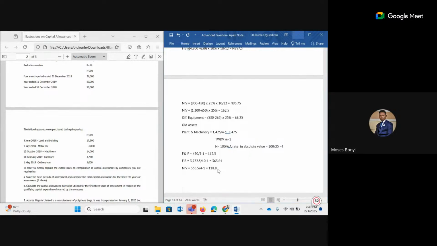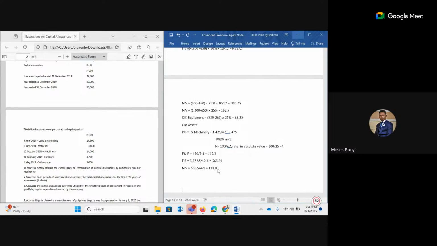Year ended 31 December, don't bother about that. Just go to the following assets, where the figures are assumed correct. The following assets were purchased during the period: 5 June 2018, land and building. 1 July 2018, motor car. Figures assumed correct, so let's move on.